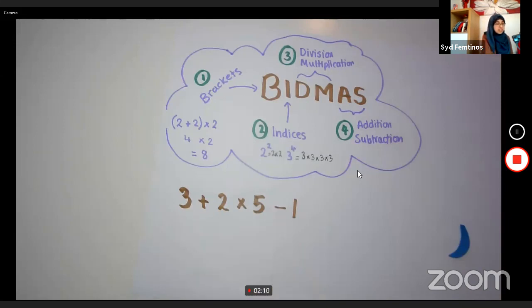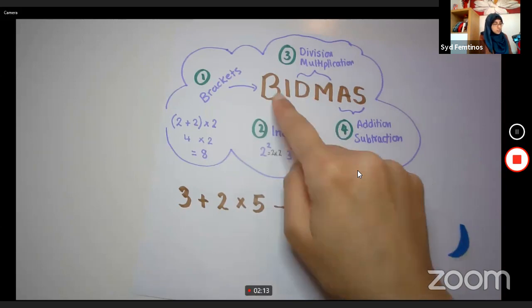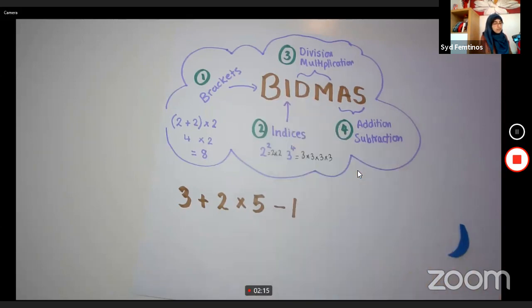Now, BIDMAS is telling us that we have to have brackets first. There's no brackets in here. We have to have indices next. There's no indices in here. We have to have division and multiplication third. Now, we've got multiplication. That has to happen before we do the addition and subtraction.